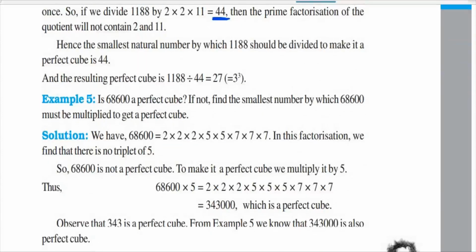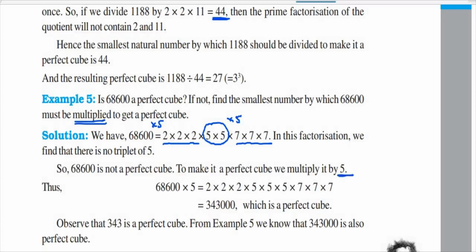Same way, is 68,600 a perfect cube? If not, by which number should 68,600 be multiplied to make it a perfect cube? So again, I'm going to do factors of 68,600. See, I'll get 2 cube, I'll get 7 cube. You see, there are only 2 5s. So 1 5 is left, right? If I multiply this by 5, I'll get a perfect cube. So I'll multiply this by 5, right? So the answer is, we multiply by 5.